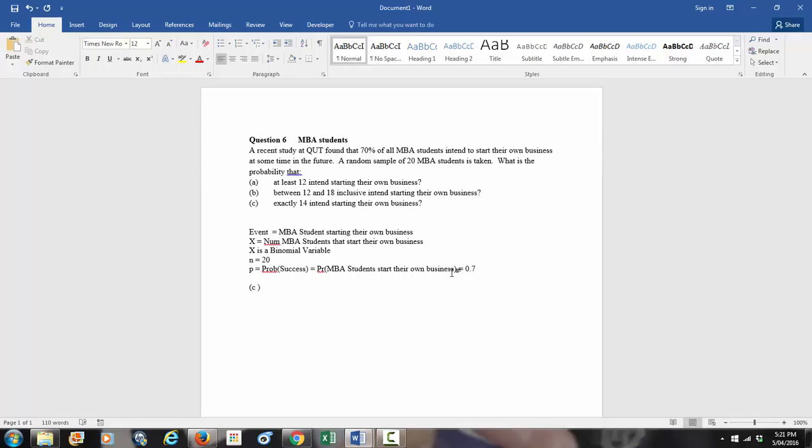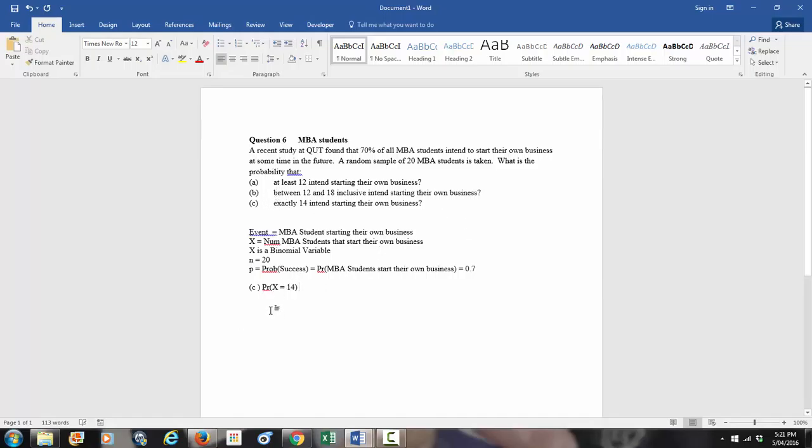It says here exactly 14 intend to start their own business. So how that is reflected is that we've got the probability that X is equal to 14. Remember that X is the number of MBA students to start their own business. So this translates to the number of MBA students to start their own business is equal to 14. So we're answering this question exactly.